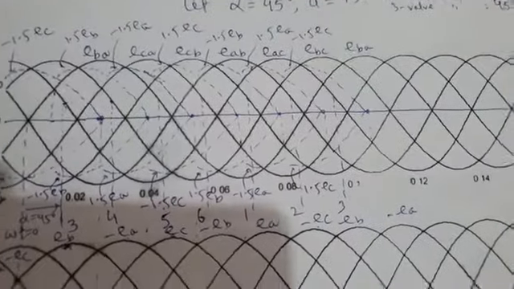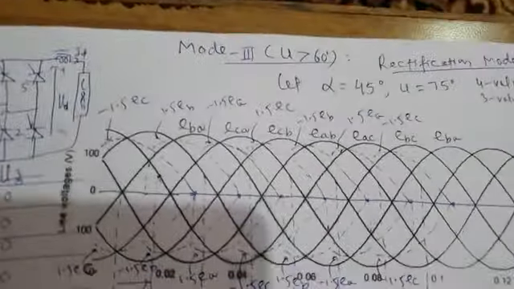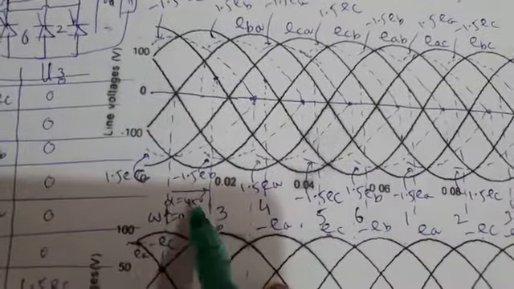So we are now ready to draw the waveform. Let me use a different color pen, say green color pen, for drawing this. This is alpha equal to 45 degrees. Okay.